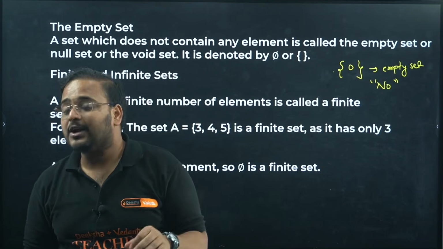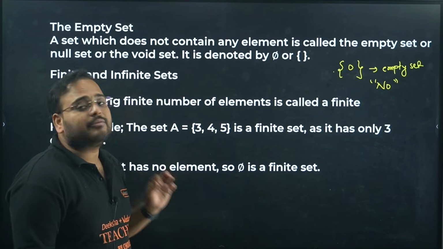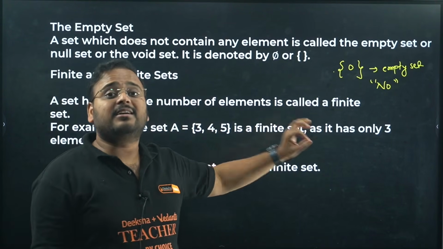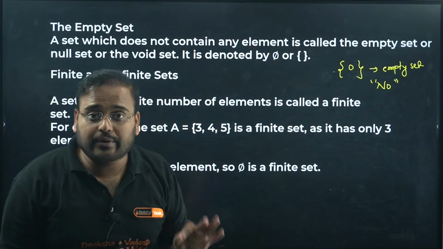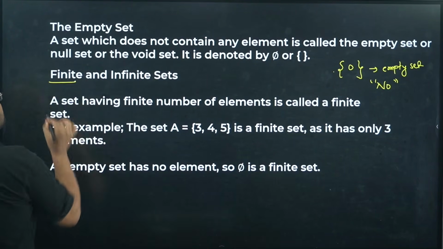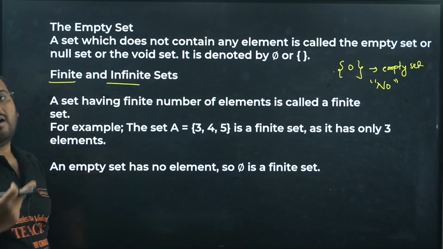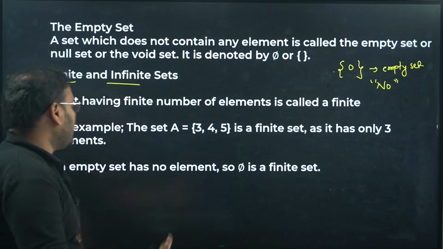Empty set or null set, or sometimes we also call it a void set, is a set which has no element in it, not even 0. So this is clear. Finite, infinite, I already explained it to you. Finite means a fixed number of elements in it. Infinite means, of course, not a fixed number of elements, just the opposite.